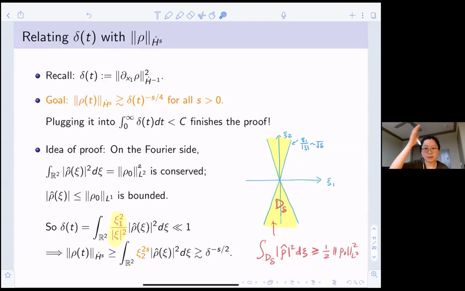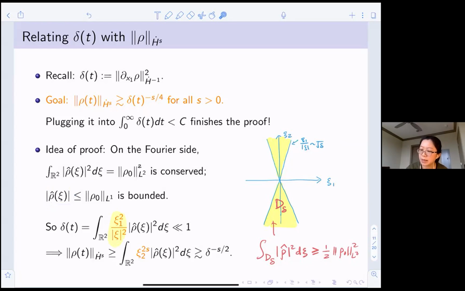It means that because delta is integrable, it has to become small in the average sense as time goes to infinity, and therefore the HS norm has to become huge, right? So that's a very simple idea. And the way that we show this inequality is by looking at the Fourier side. So notice that the L2 norm of rho hat is conserved, because the L2 norm of rho is conserved for all the time. And rho hat itself is bounded by the L1 norm, which is also conserved. So it has a uniformly bounded rho hat.